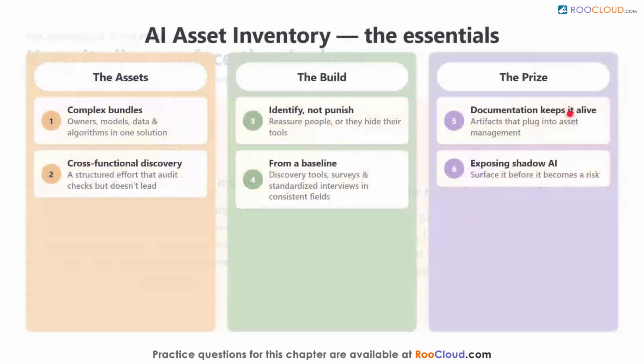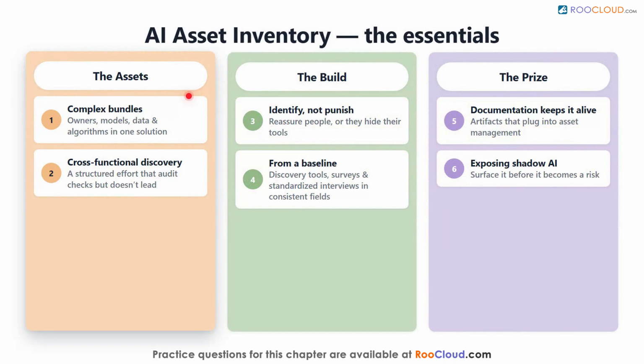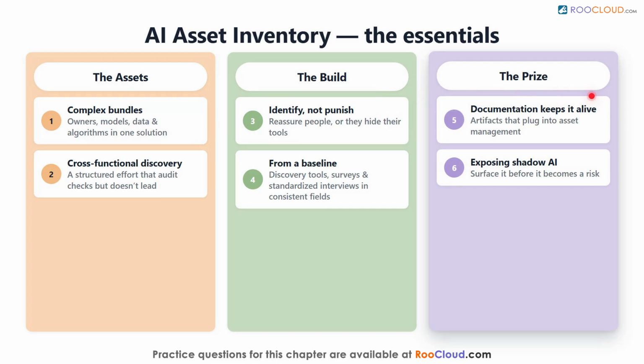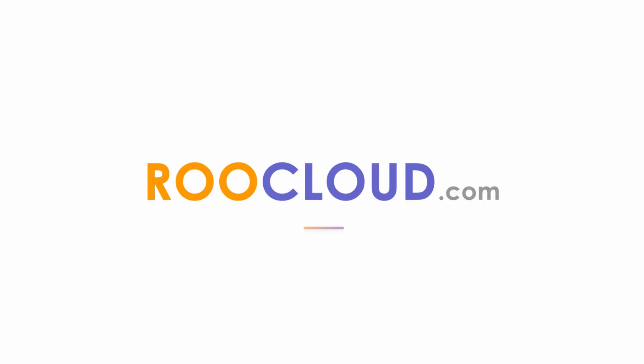Let's bring it all together. AI assets are complex bundles of owners, models, data, and algorithms. So discovering them needs a structured, cross-functional effort that audit checks but does not lead. The inventory exists to identify, not punish, and it is built from a baseline using discovery tools, well-designed surveys, and standardized interviews, all captured in consistent fields. Solid documentation keeps it alive, and its real prize is exposing shadow AI before it becomes a risk.